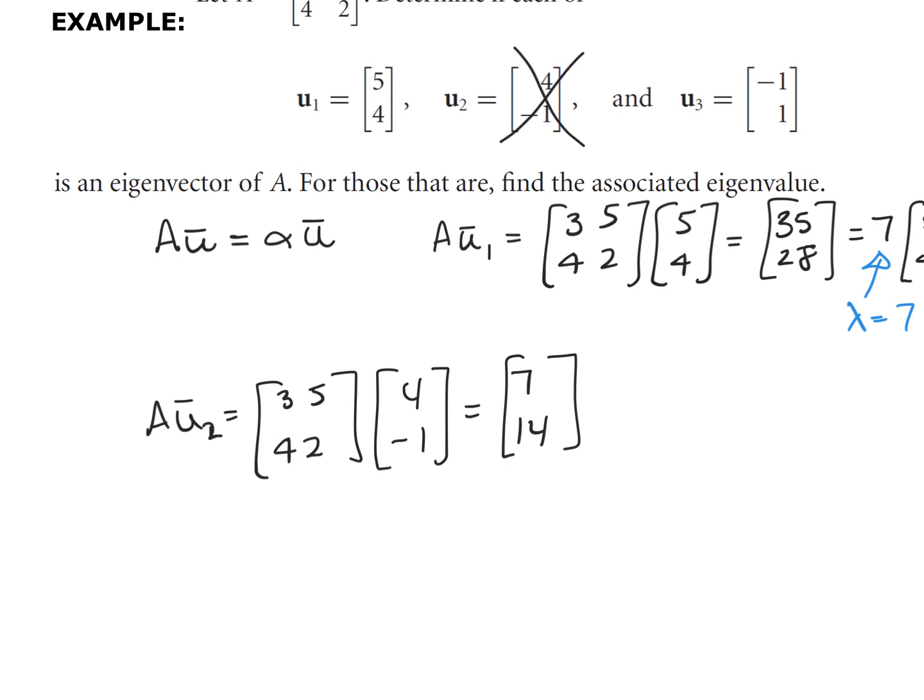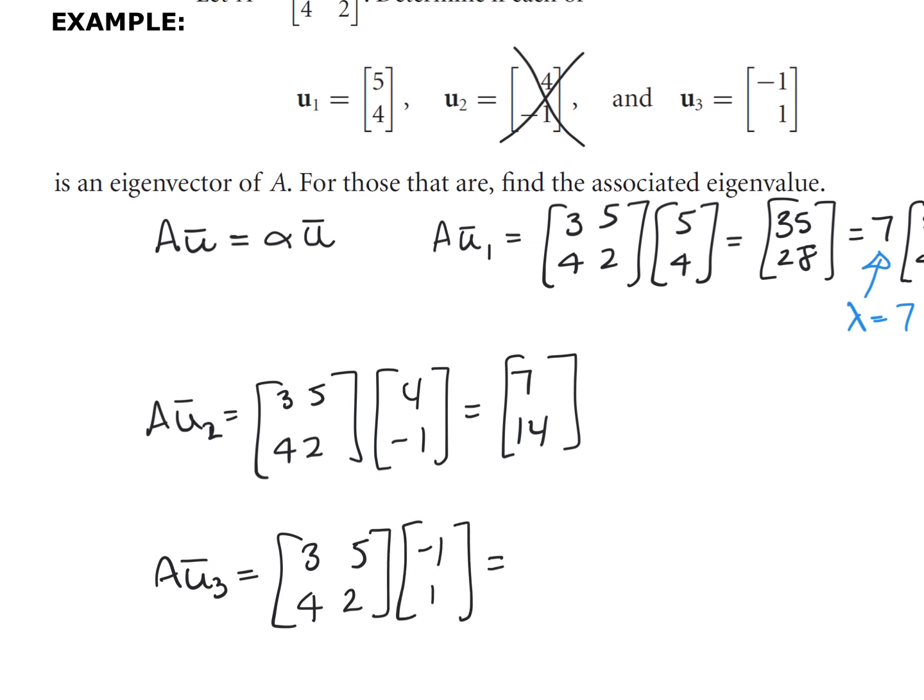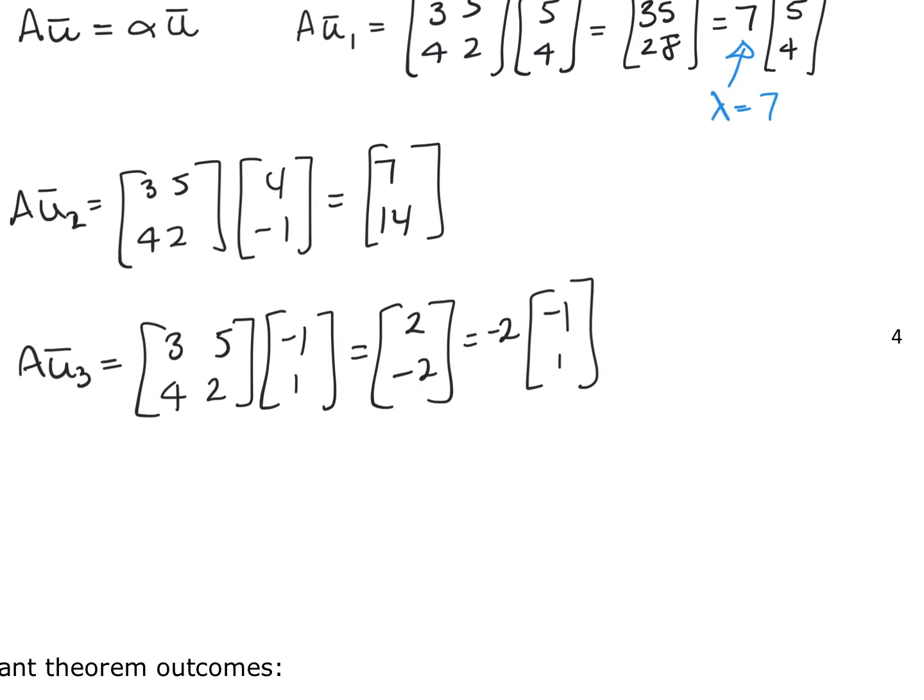Let's try our last one, A u sub 3. 3, 5, 4, and 2 multiplied by negative 1 and 1. I end up with 2, negative 2. So we know this is negative 2 multiplied by negative 1, 1. So yes, this is an eigenvector, and in fact, my lambda is equal to negative 2. We like those. Those are always easier. But it's easier to check than actually to find them.